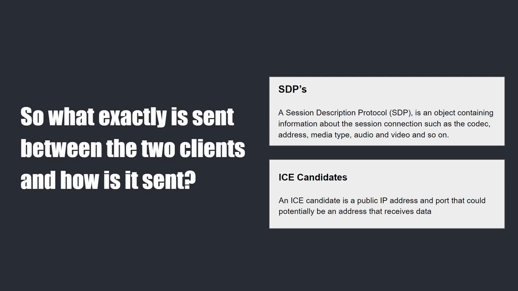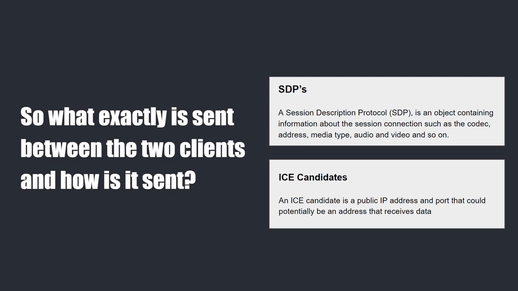Now, in that data, there are two main components. There's a session description protocol, an SDP, and some ICE candidates. So first of all, both peers will need to exchange a session description protocol, one in the form of an offer, one in the form of an answer. And a session description protocol is simply an object containing some kind of information about both peers, usually like the codec, address, media type, audio, and video. So just a bunch of information about your network and how to connect to you. So both peers will need to know about each other's network.